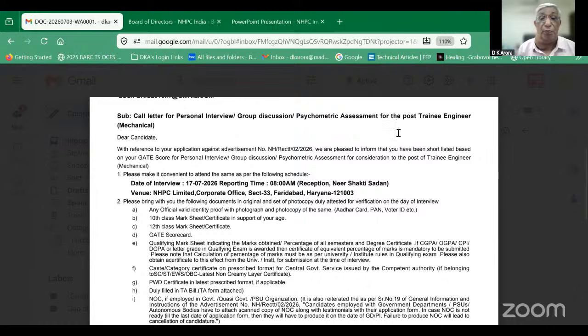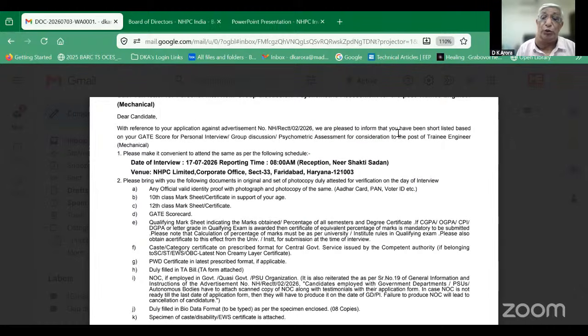An important aspect is please bring with you the following documents in original and a complete set of photocopies duly attested. Now, the definition of duly attested is that it is to be self-attested. It is not to be attested by anybody else, but is to be self-attested, right? Valid identity proof with a photograph and a photocopy of that. It can be Aadhaar card, PAN card, voter ID, or passport.